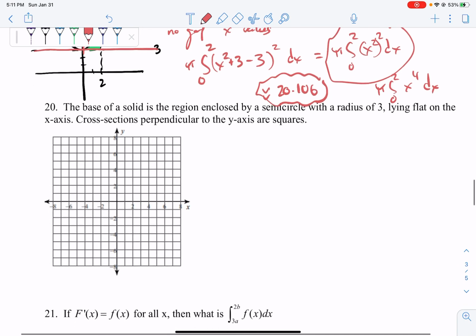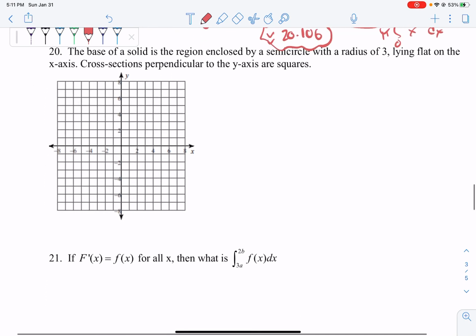All right, cross sections. The base of the solid is the region enclosed by a semicircle with a radius of 3, lying flat on the x-axis. Okay, so I have a semicircle. My radius is 3, so I'm going from negative 3 to 3. Now, it didn't tell me if it was above or below. It just told me it's on the x-axis, so I'm going to keep it above, because why make it below?